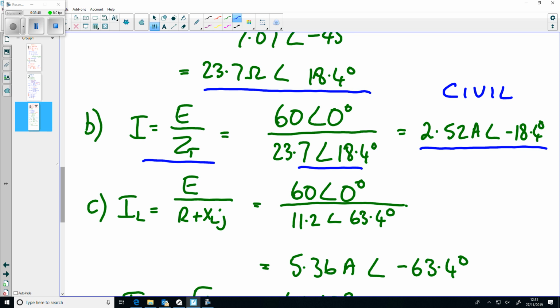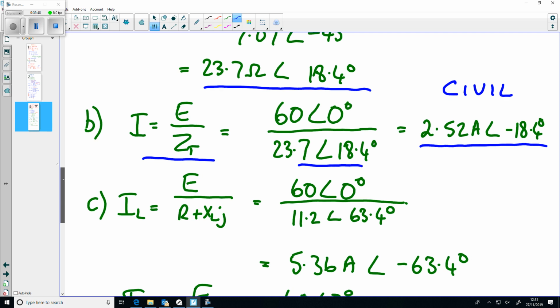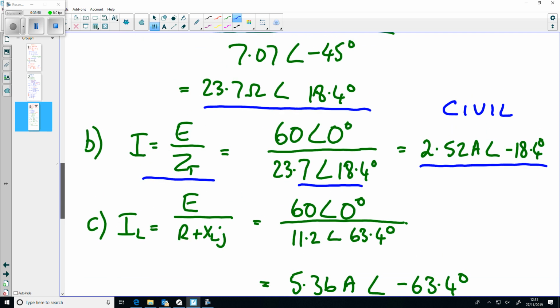What here? 0 minus. No, minus 18.4. That was B. The current is minus 18.4 angle. The overall current. Oh, sorry, yeah, I was looking at the wrong one.